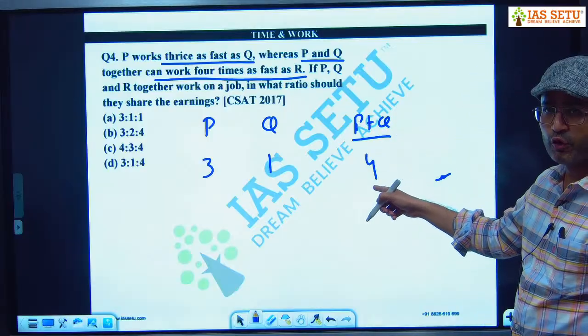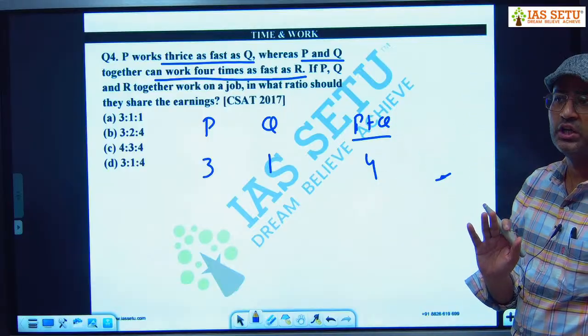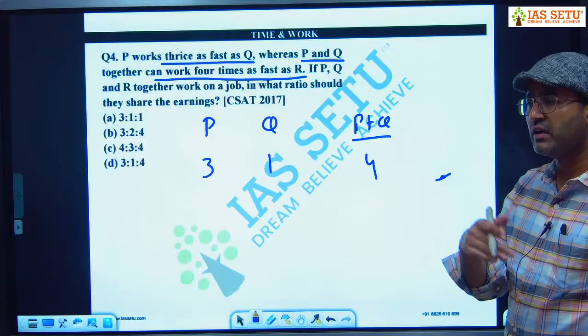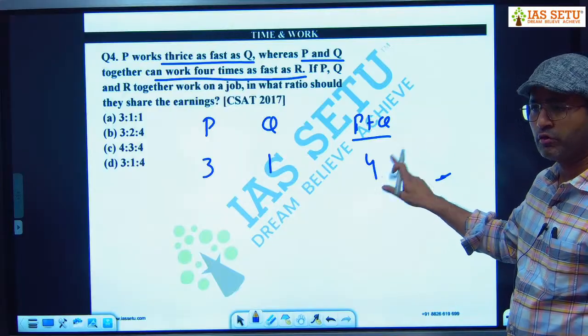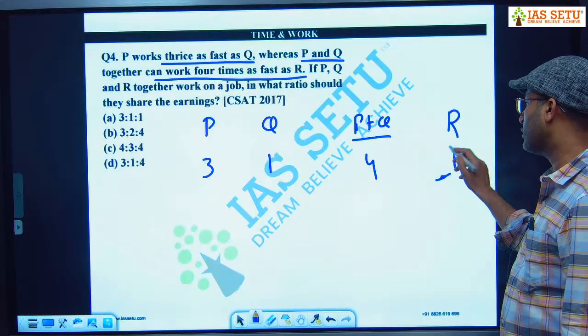If P and Q make 4 chairs, R will be 1/4. If P and Q is 4 times, R will be 1/4. What is 1/4 of 4? 1. So R alone can make 1 chair.